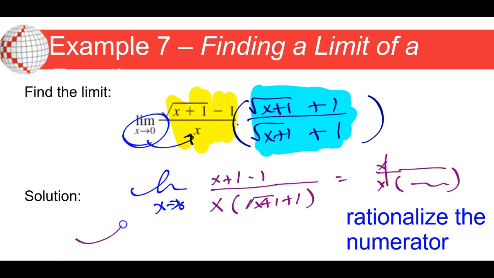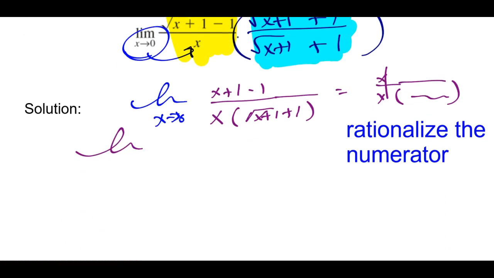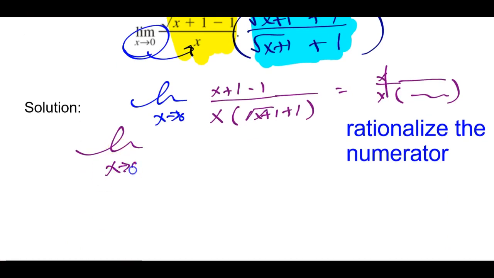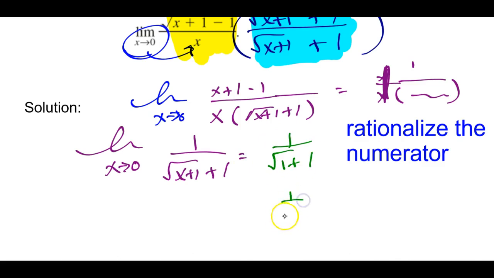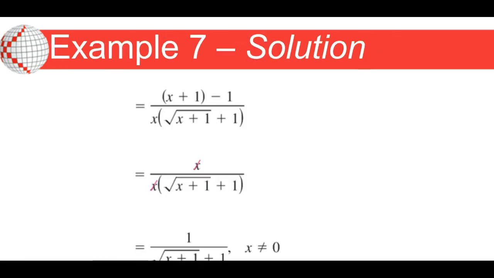And then I can cancel. So it's really just the limit as x approaches 0. And all I have is a 1, because when they cancel, any number divided by itself is just 1. So it's 1 divided by the square root of x plus 1. And when I throw in a 0 there, I get 1 over the square root of 1 plus 1, or 1 over 2. That was your first look at rationalizing.